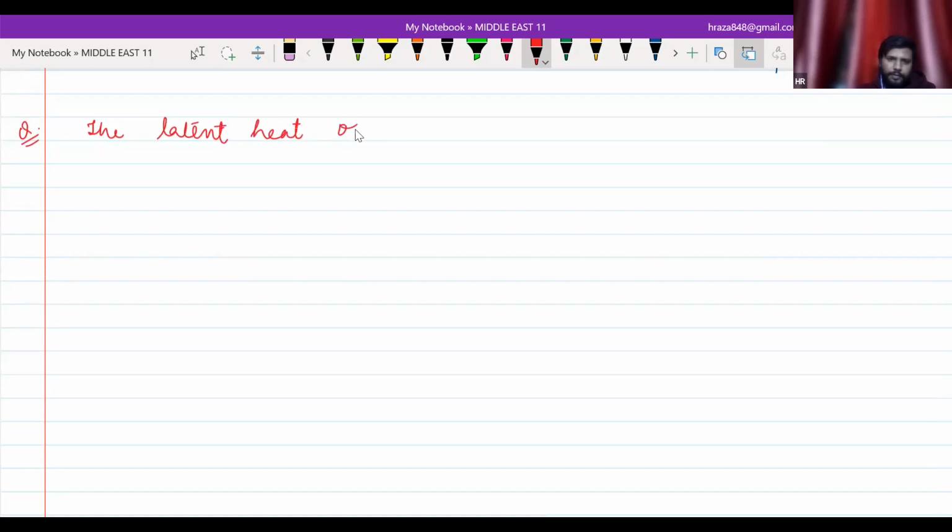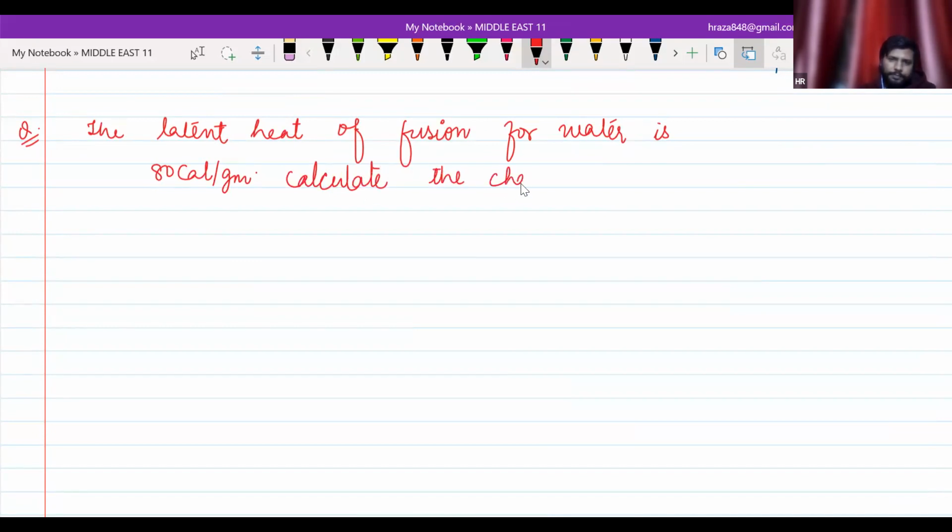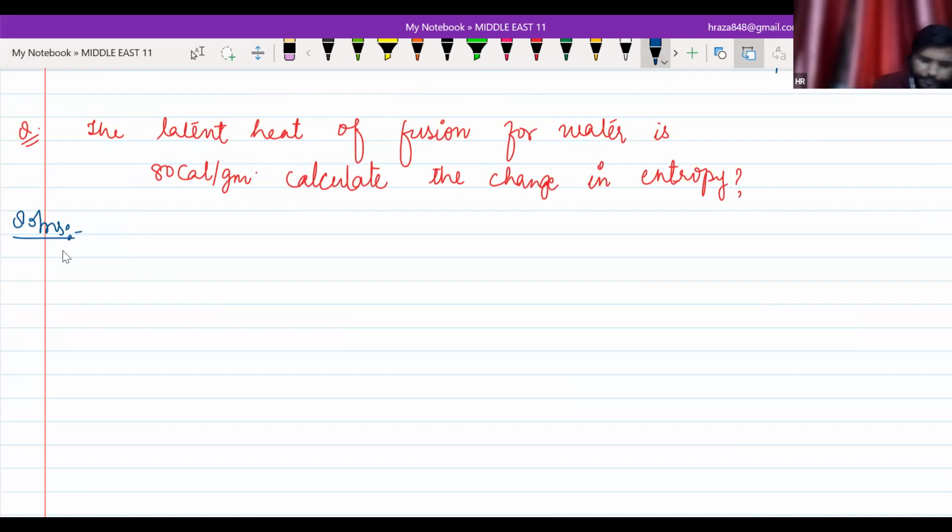The latent heat of fusion for water is 80 calorie per gram. Calculate the change in entropy. Latent heat of fusion is given as 80 calorie per gram for water. Calculate the change in entropy.